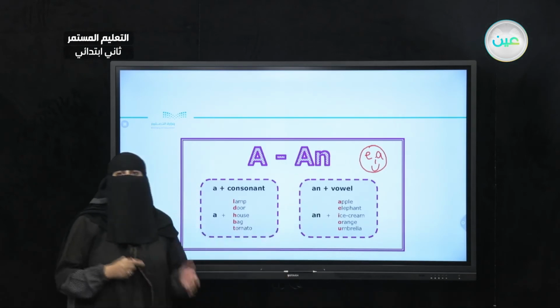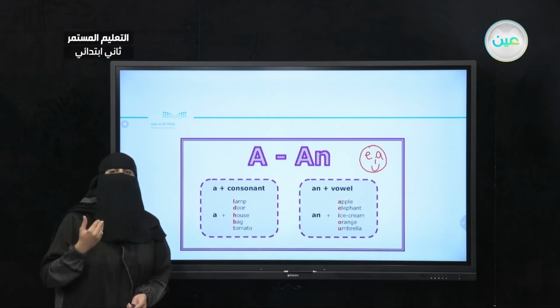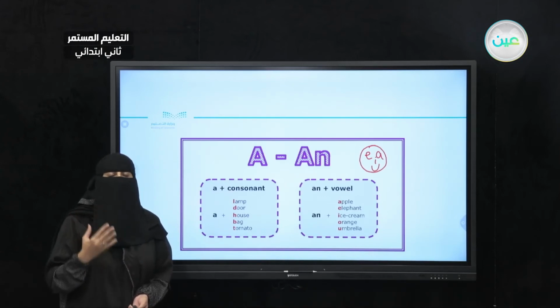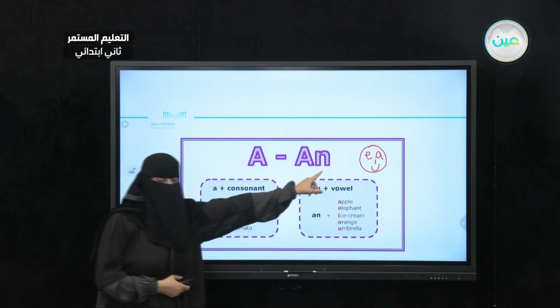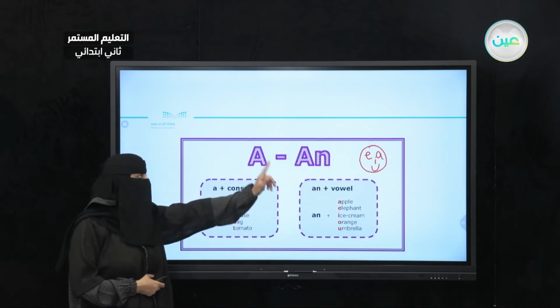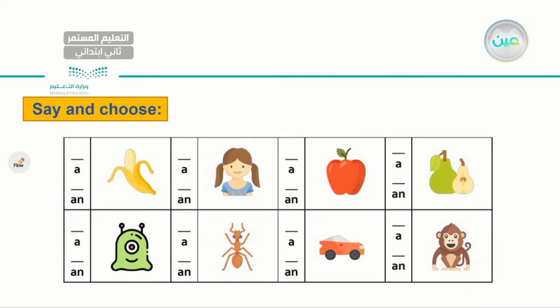On the other side, I have the article an, and it precedes all the words that start with a vowel. What are the English vowels? I try to draw them like a face. I have O, E, A, I, and U. These are the vowels. An apple, an elephant, an ice cream, an orange, and an umbrella. Very good. Let's try to have some exercises to check your understanding.